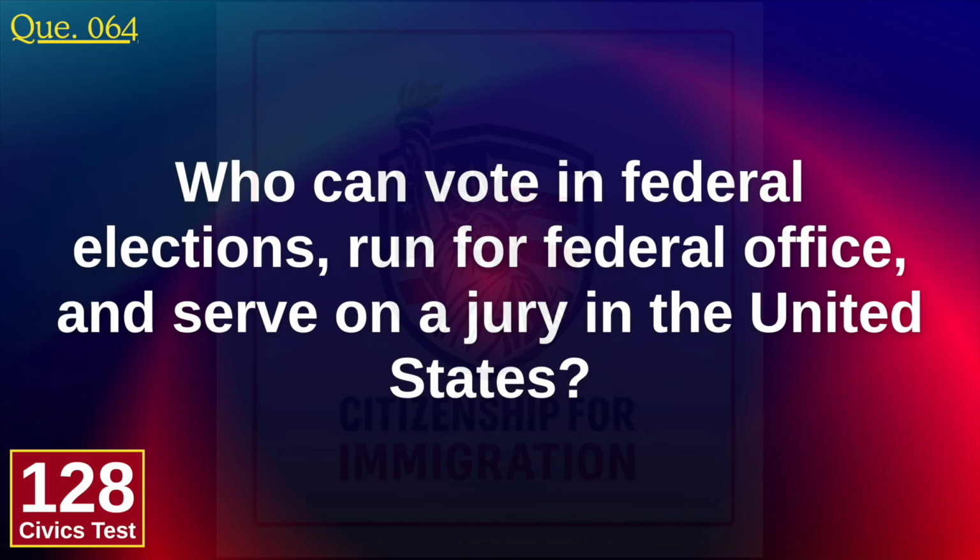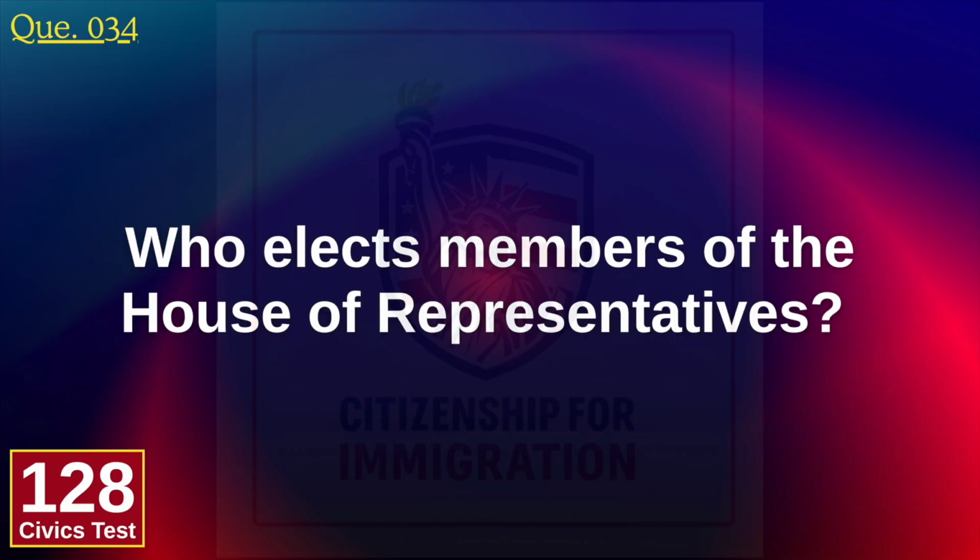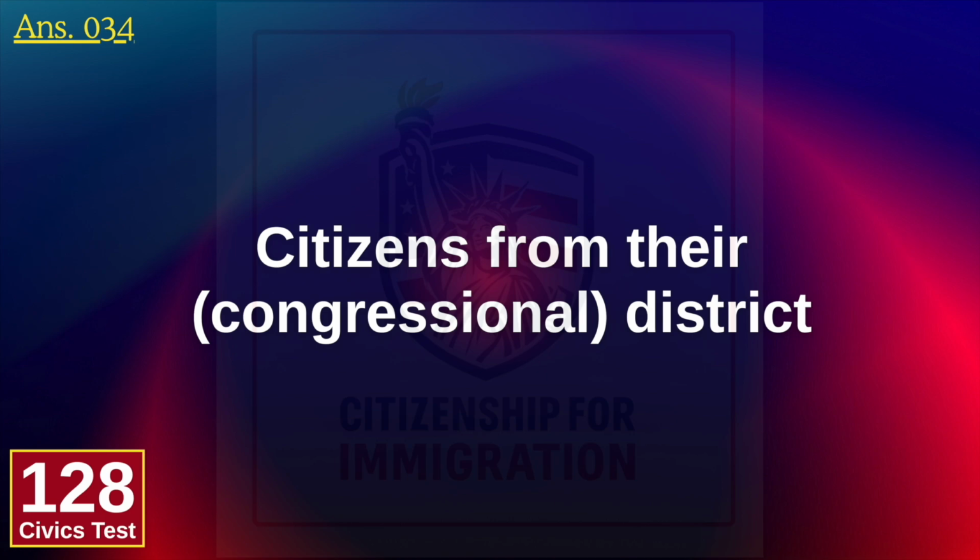Who can vote in federal elections, run for federal office, and serve on a jury in the United States? Citizens of the United States. Who elects members of the House of Representatives? Citizens from their congressional district.